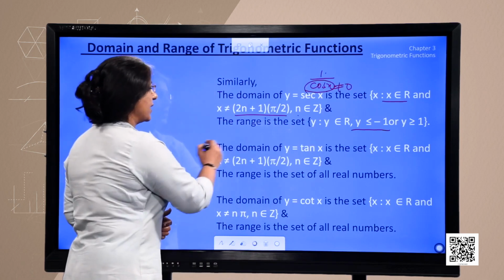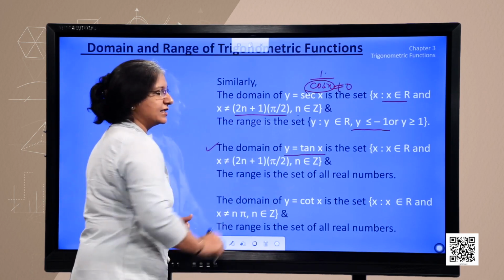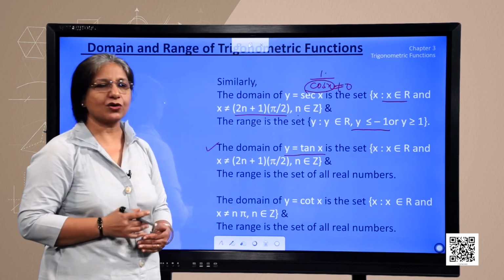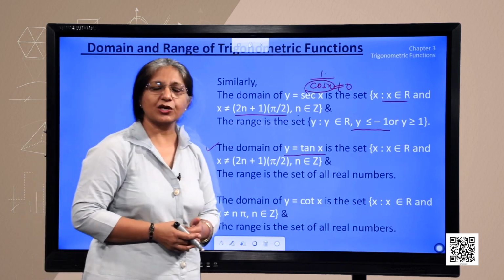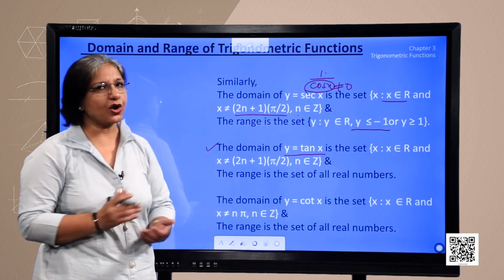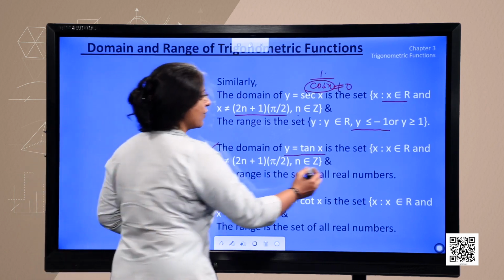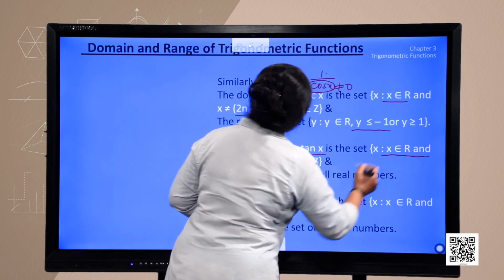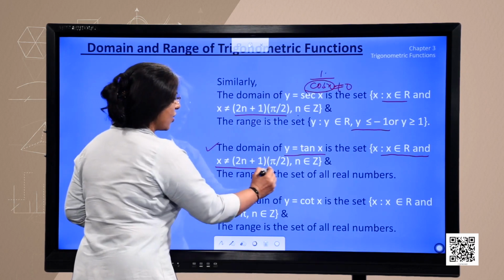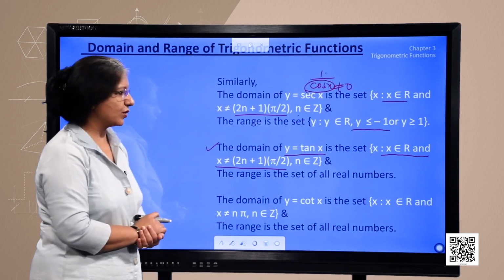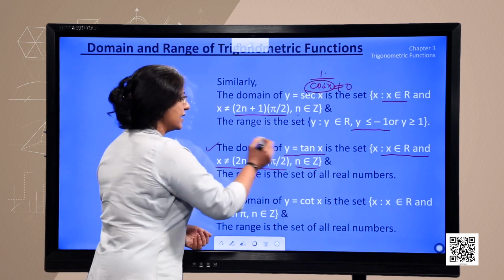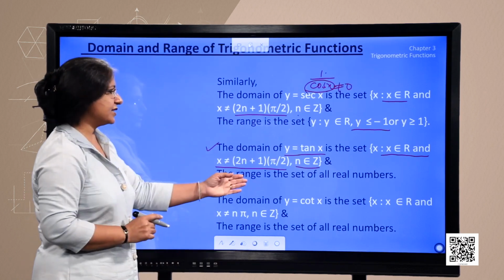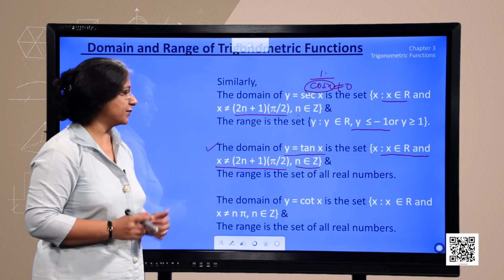Now we come to the domain of tangent x. Tangent x is a ratio of sin x and cos x, where cos x comes in the denominator. Again, cos x should not be equal to 0. Therefore, it is defined for all real numbers except odd multiples of pi by 2, where n is any integer, and the range is the set of all real numbers.